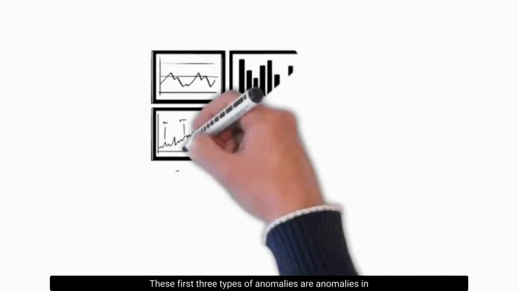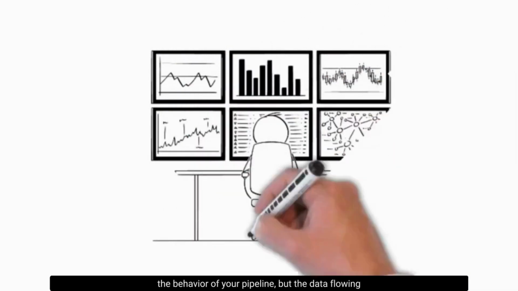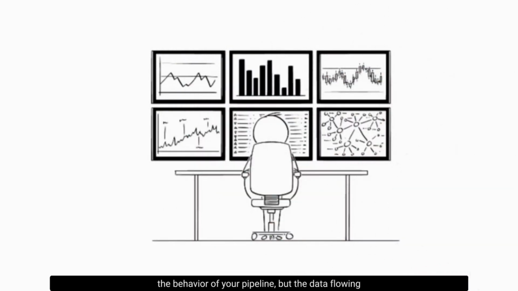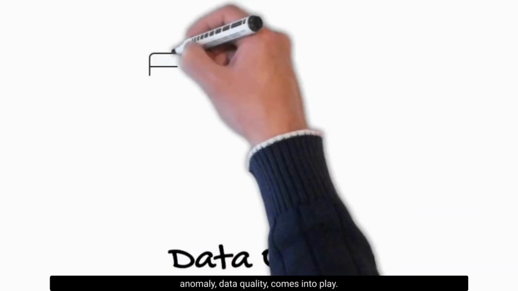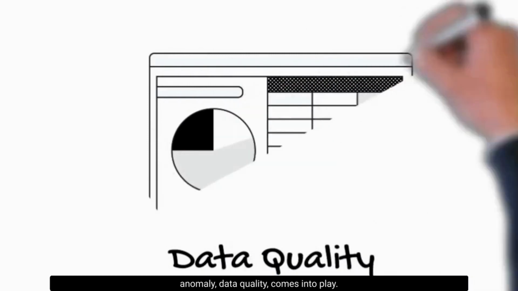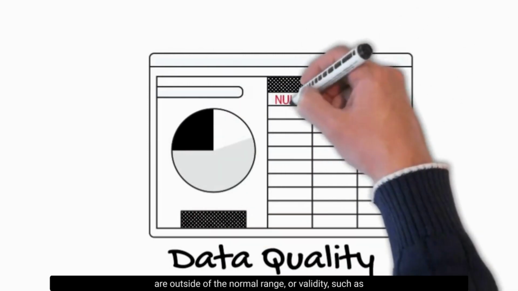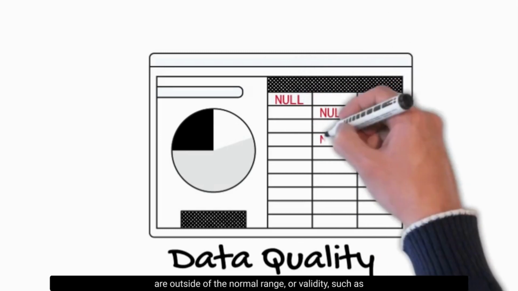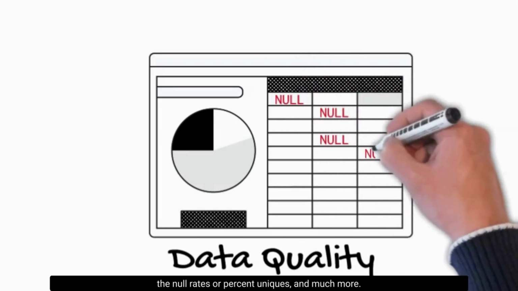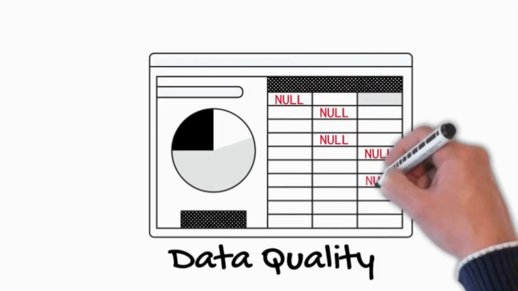These first three types of anomalies are anomalies in the behavior of your pipeline, but the data flowing through it can go bad as well. That's where the fourth type of anomaly, data quality, comes into play. This monitor checks for data accuracy, such as if values are outside of the normal range, or validity, such as the null rates or percent uniques, and much more.